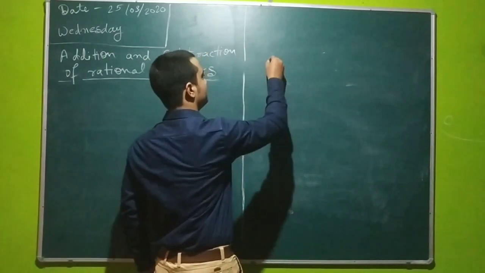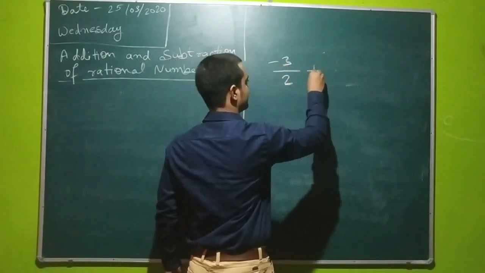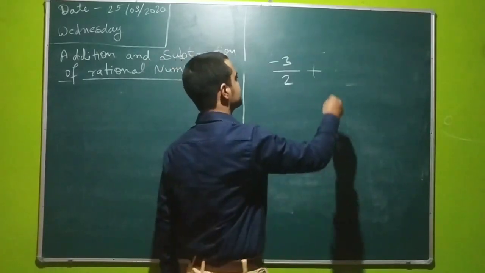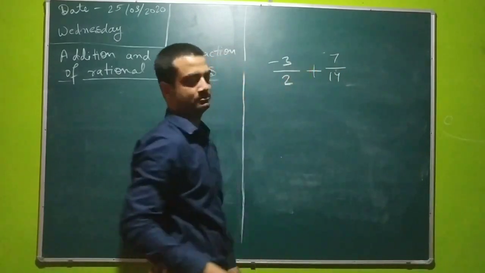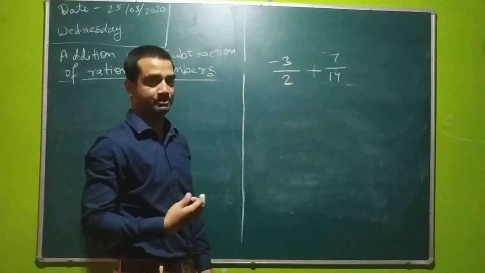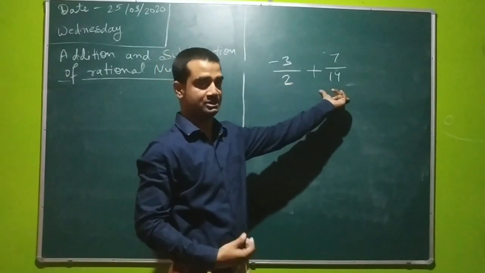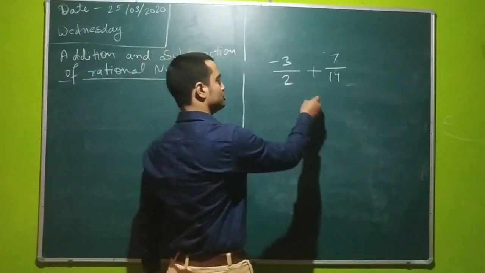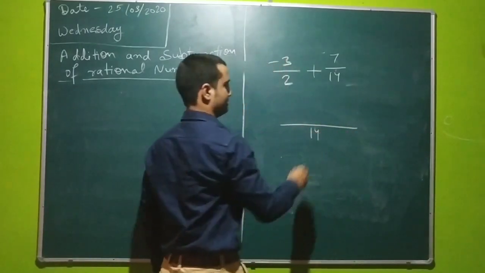Suppose our first number is negative, let it be minus 3 by 2, and our second number is positive, which is, suppose, let it be 7 upon 14. Since again we have to repeat the same things, we have to find out the LCM of 2 and 14, which are the denominators. So 2 and 14 have the LCM, again 14.